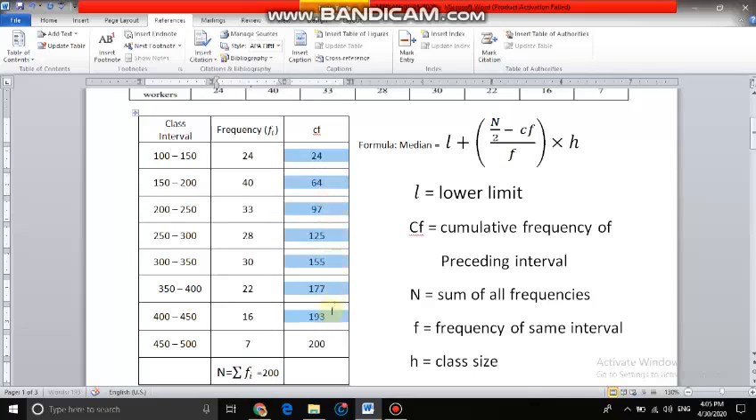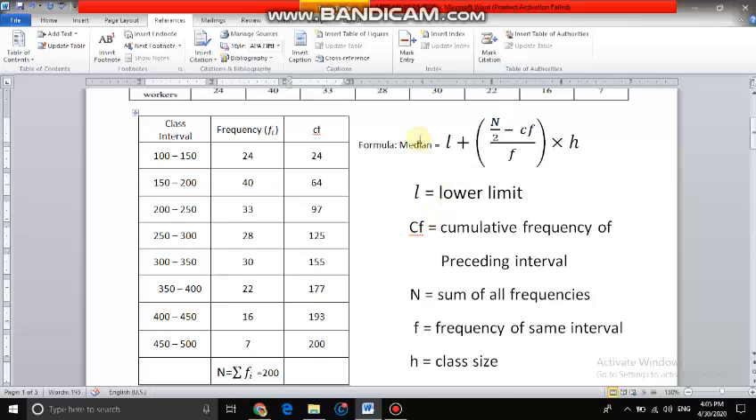Hope everyone understood how to find the cumulative frequency. The first frequency and its cumulative frequency remain the same, 24 and 24. From the second row onwards, the values keep changing. 24 plus 40 will be 64. Then 64 plus 33 will be 97. 97 plus 28 will be 125. 125 plus 30 is 155. 155 plus 22 is 177. 177 plus 16 is 193. 193 plus 7 is 200.